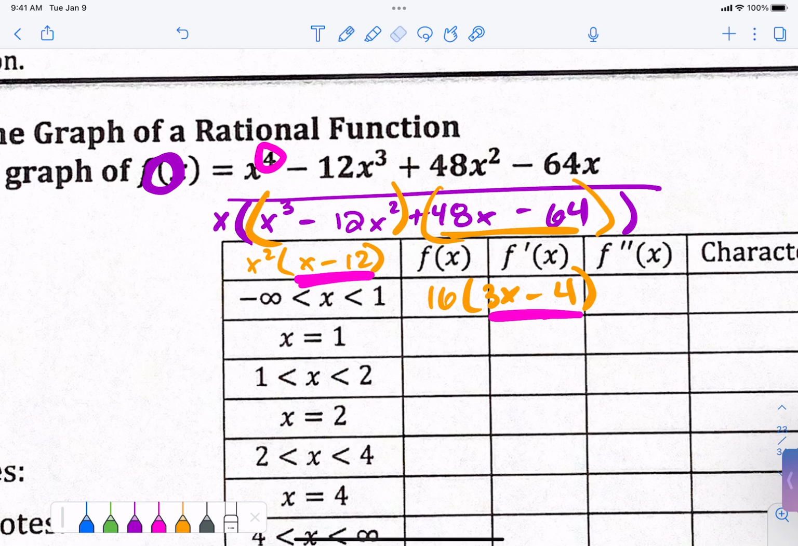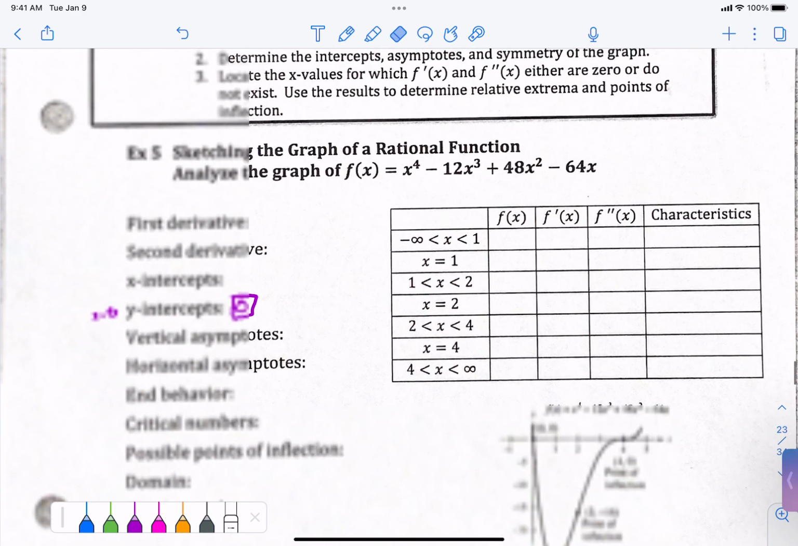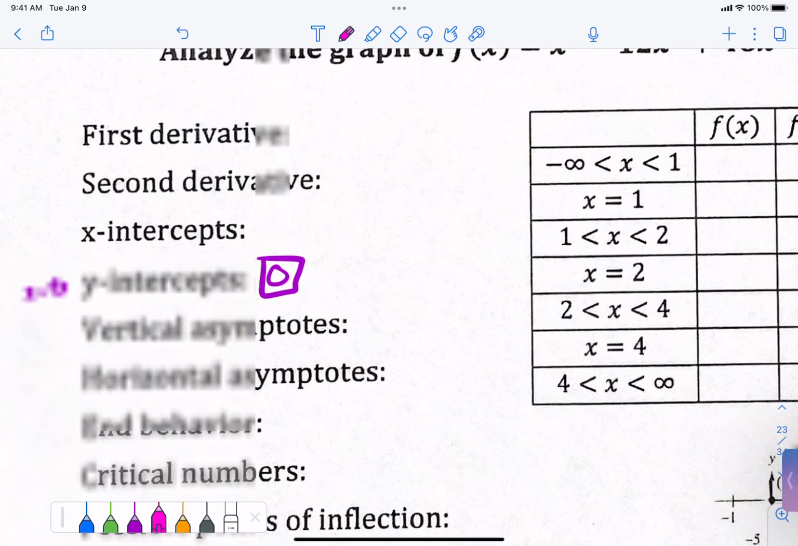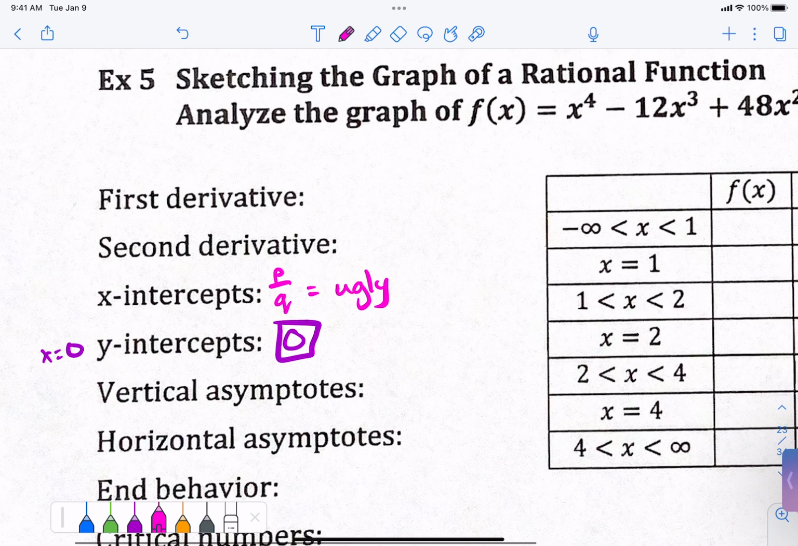We're not going to do that. I don't remember how to do that, and it sucks. So for the x-intercepts, we're going to put the P over Q method, pretend that we did it, and say equals ugly, because I don't want to do it. If it's too ugly and not worth my time, let's just skip over it, right? So he will have some x-intercepts, up to 4, but they're really ugly, so we're going to skip them. Okay, now let's talk about some of these other things.